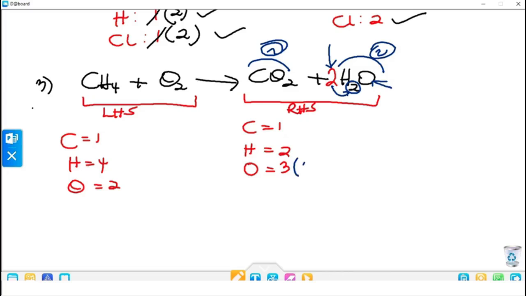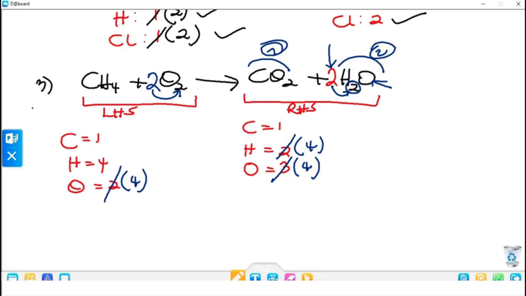Oxygen has now become 4 at the right hand side, no more 3. Hydrogen has become 4 at the right hand side, no more 2. But at the left hand side, oxygen is still 2. So what do we do to make oxygen become 4? It is simply to place 2 in front of oxygen here. Placing that 2 in front of oxygen will make oxygen 2 times 2, which is now 4, no more 2. So this is actually how to balance equations.